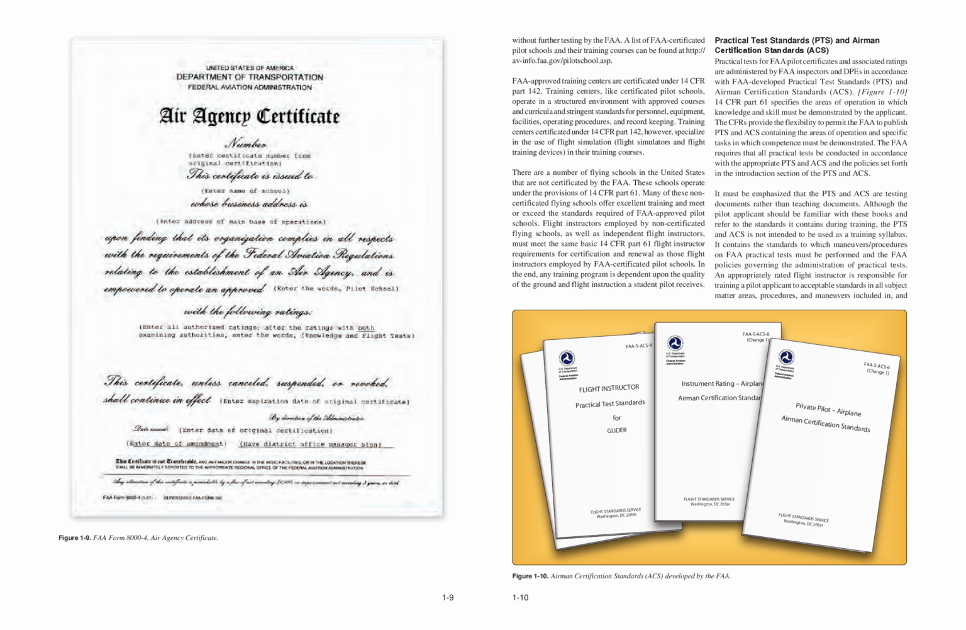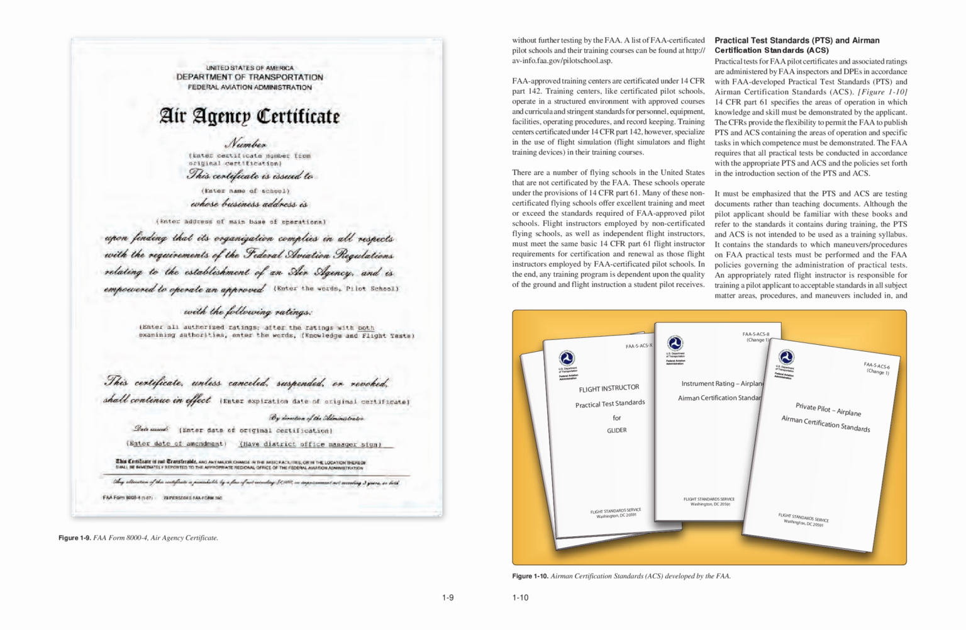A list of FAA-certificated pilot schools and their training courses can be found at http://avinfo.faa.gov/pilotschool.asp. FAA-approved training centers are certificated under 14 CFR Part 142. Training centers, like certificated pilot schools, operate in a structured environment with approved courses and curricula and stringent standards for personnel, equipment, facilities, operating procedures, and record keeping. Training centers certificated under 14 CFR Part 142, however, specialize in the use of flight simulators and flight training devices in their training courses.